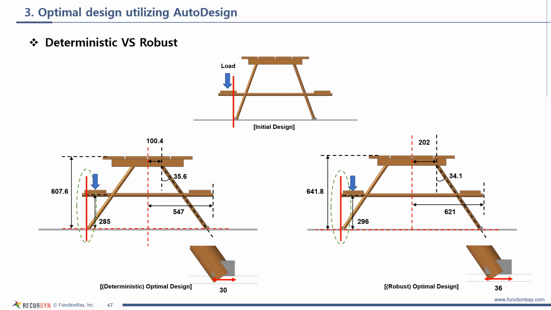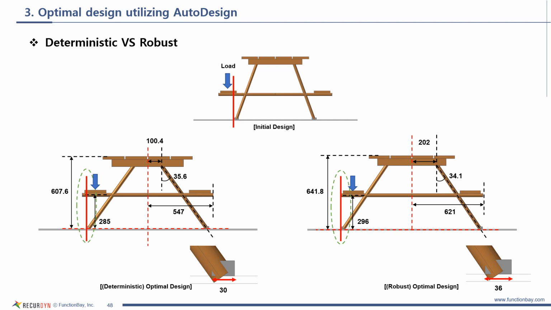Upon reviewing the design results, the following observation can be made. In the initial design, the position of the bridge supporting the load is noticeably more inward compared to the position of the chair where the load is acting. As a result, under heavy loads, the table is prone to tipping over. In contrast, the optimal design shows an improvement in addressing this issue.